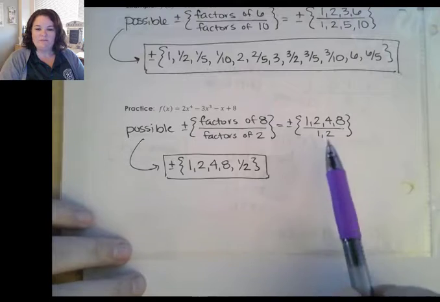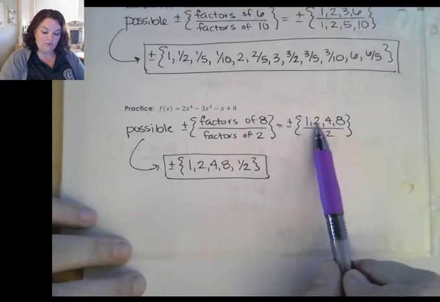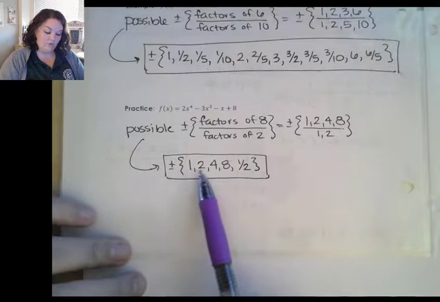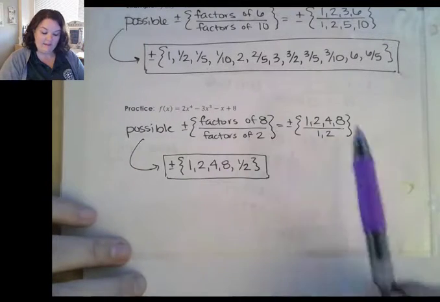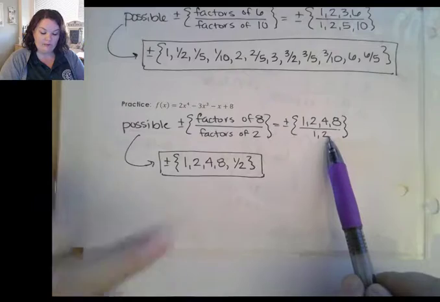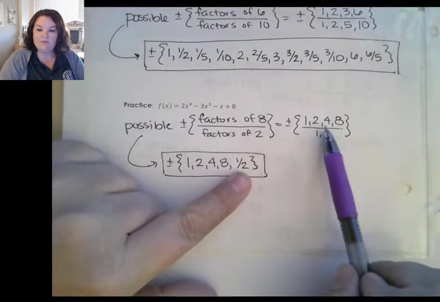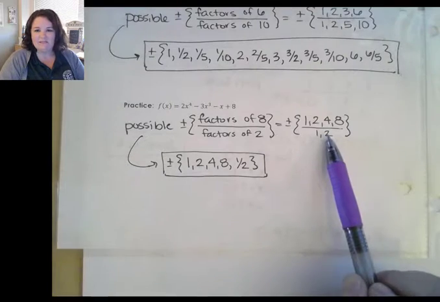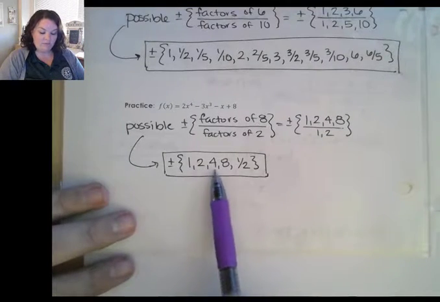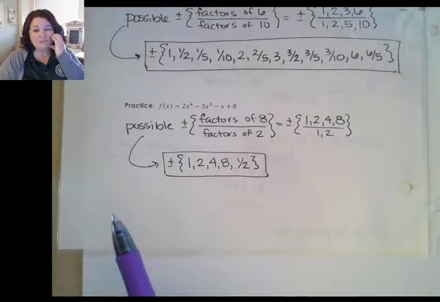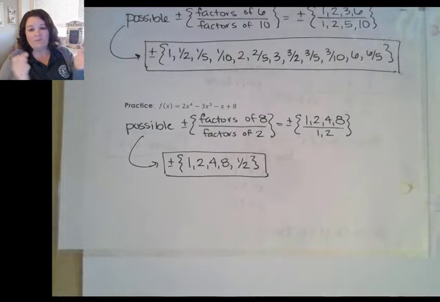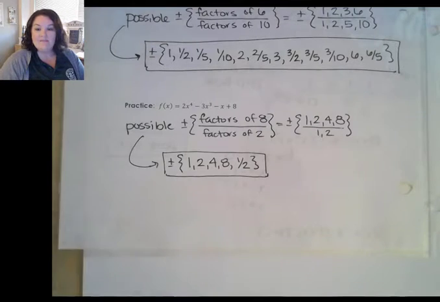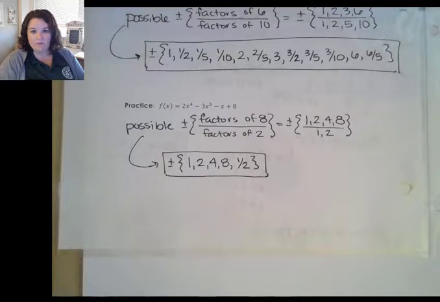Okay, so we start dividing these, right? If I do 1, 2, 4, and 8, and I divide all of those by 1, I'm going to get 1, 2, 4, and 8, right? And then when I take 1 divided by 2, I get 1/2. And when I do 2, 4, and 8 divided by 2, I'm going to get numbers I already have listed. So we should have 1, 2, 4, 8, and 1/2. Now, if you didn't list yours in that perfect order that matches mine, that's okay. As long as you got all 5 of these numbers, that's what I'm looking for.